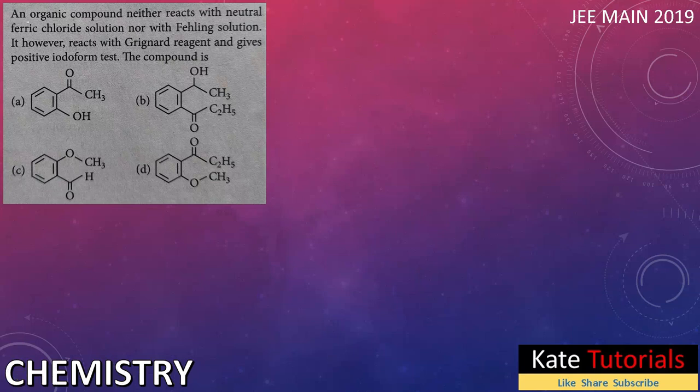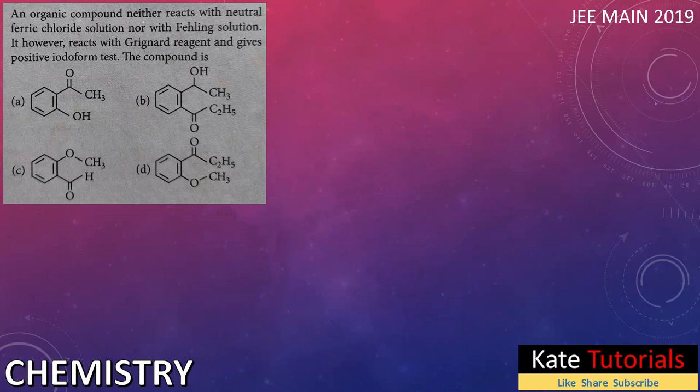So this is one of the important questions asked in JEE Mains 2019. An organic compound neither reacts with neutral FeCl3 solution nor with Fehling solution. It however reacts with Grignard reagent and gives a positive iodoform test. What is the compound? From this question only we can get the answer, but we have to know the concept in detail. So let us get the answer first, later on we shall discuss the concept.